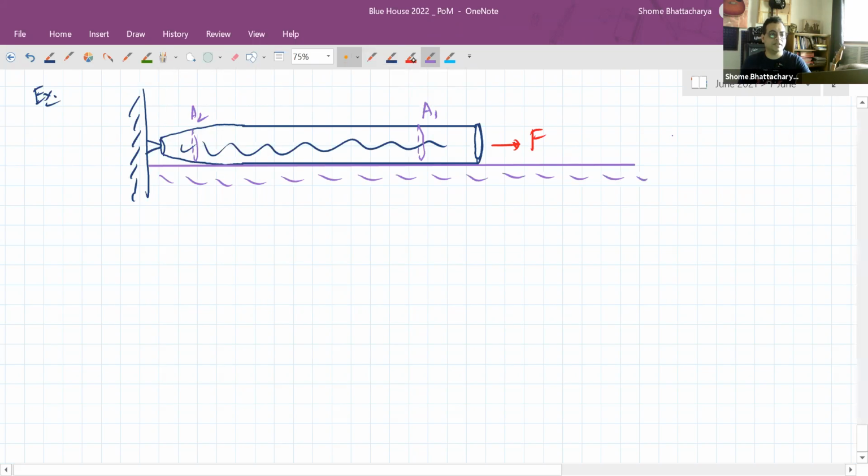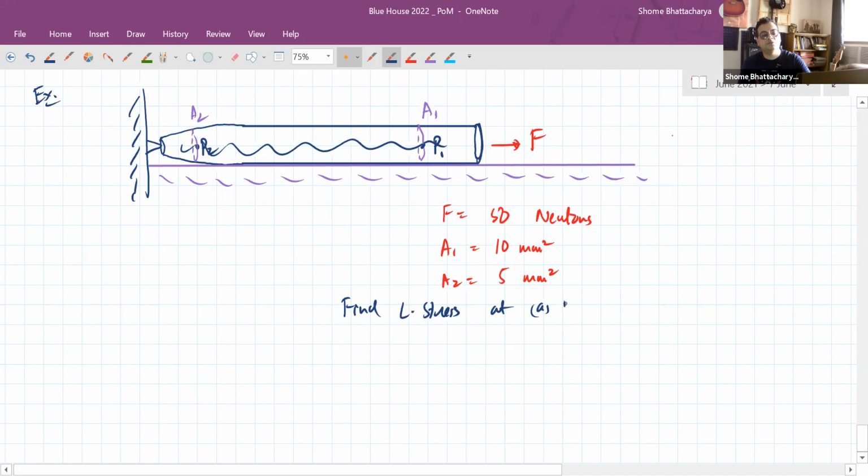So it's like a bullet shaped kind of thing, you know. So it's attached to a wall over here. So let's say we are applying a force of 50 newtons. A1 is, let's say, 10 millimeters square, and A2 is, let's say, 5 millimeters square. So if this point is P1 over here, and this point is P2, so find the longitudinal stress at P1 and at P2. So you'll see that it is different.